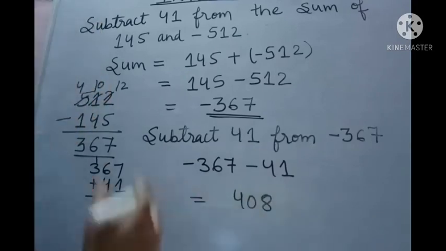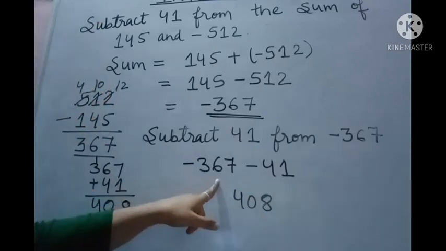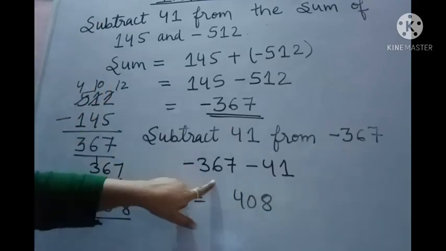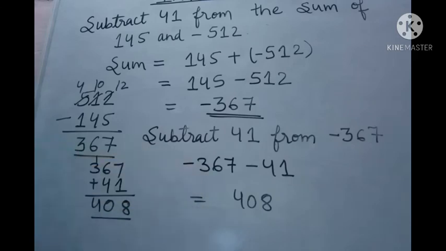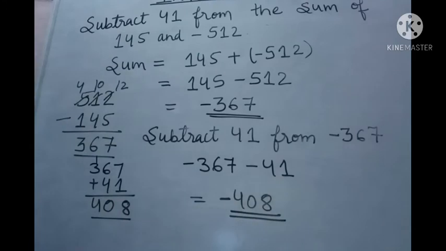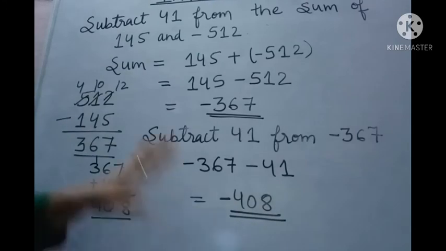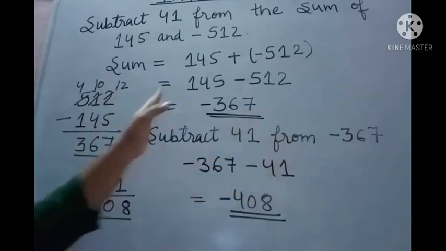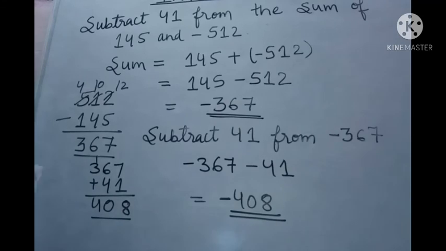Now tell me, in your greater number, what is the sign? Negative. So you just put a negative sign here and this is the answer of your question. So you just got the number which is subtracted 41 from the sum of 145 and 515, negative of 515. I hope this is clear to everyone.